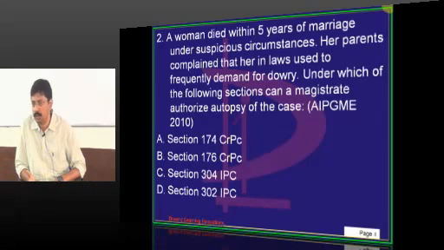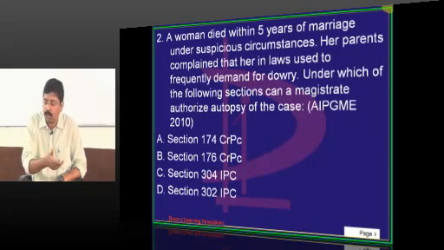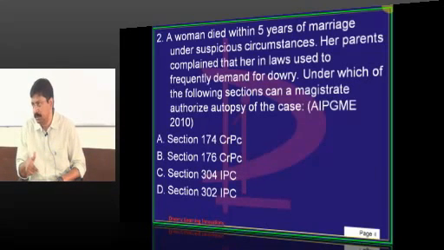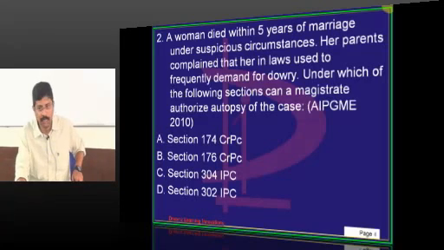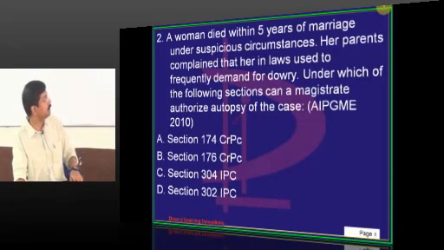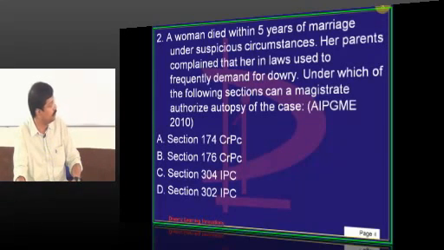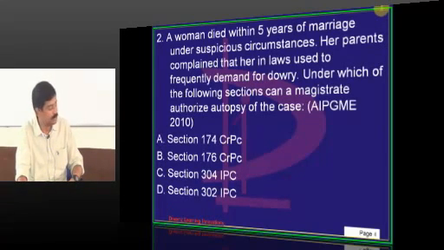When do you call it a dowry death? Within 7 years of marriage, if the woman dies, then it is called a dowry death, and that death should be under suspicious conditions. It should not be a natural death. If it is a natural death, then there is no scope to call it a dowry death. For example, a woman dying because of complications of a pregnancy, you cannot call it a dowry death just because she has died within 7 years of marriage. Okay. So, it should be an unnatural suspicious death occurring within 7 years of marriage. So, here the option is 176 CrPC.